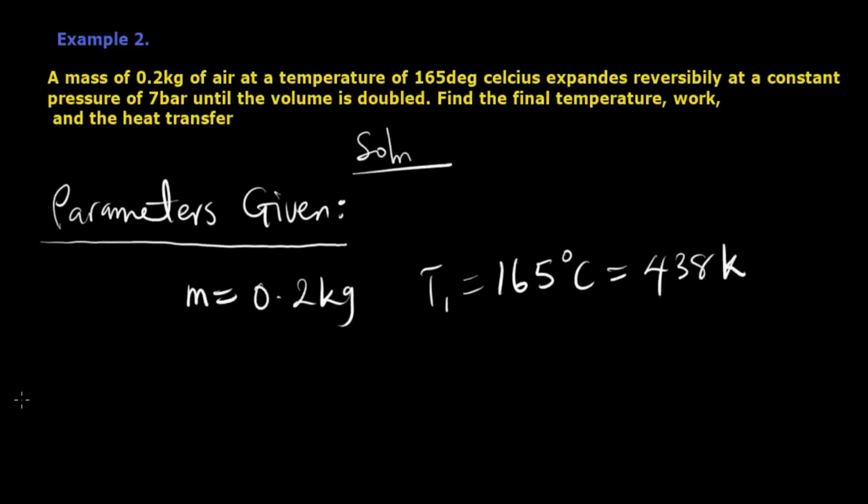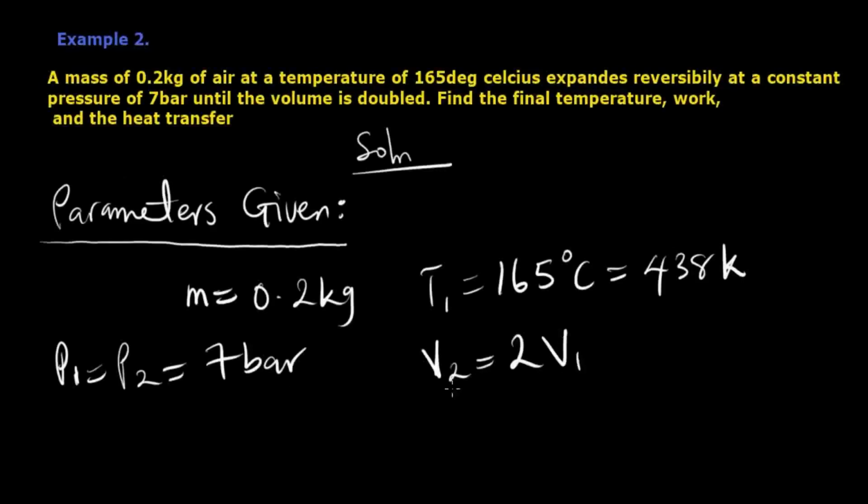Now, constant pressure means P1 is equal to P2 is equal to 7 bar. Now V2 is equal to 2V1, since they said the volume is doubled. So the first volume is V1 and the second volume is double the first volume, but the first volume is unknown, so 2V1 is V2.